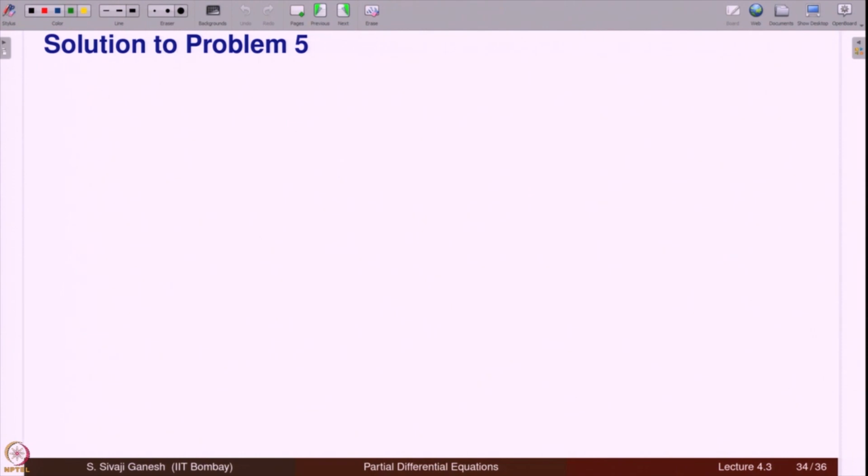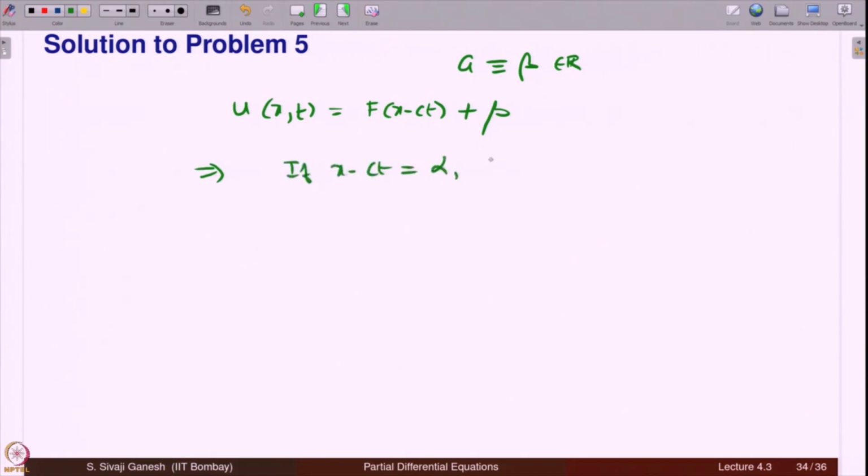So, once it is a constant function, what do we have? u of (x, t) is equal to f of x minus ct plus, let me call it beta. So, let us call g a constant function, let us call that beta, a real number. This is what we have. This implies what? If x minus ct is equal to some number alpha, then u of (x, t) is equal to f of alpha plus beta.